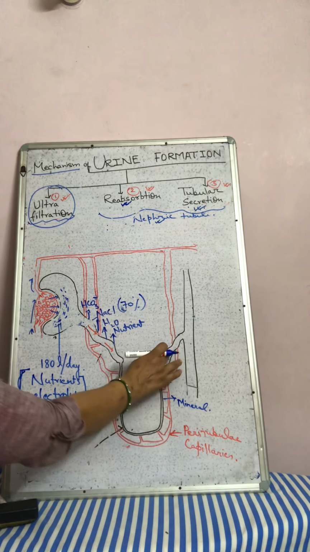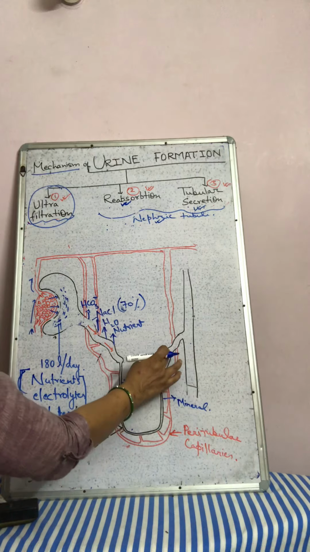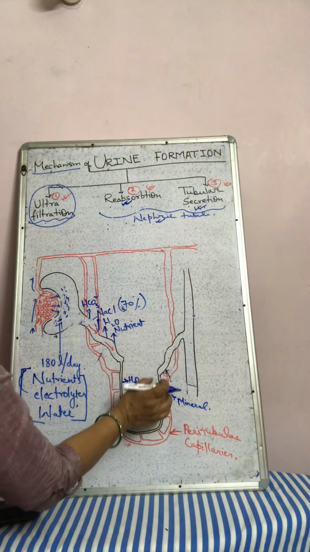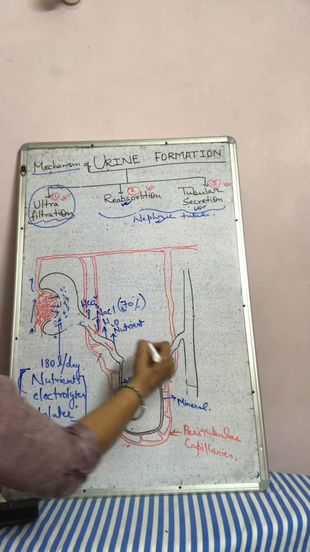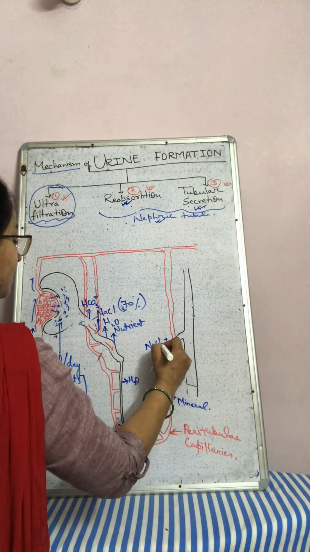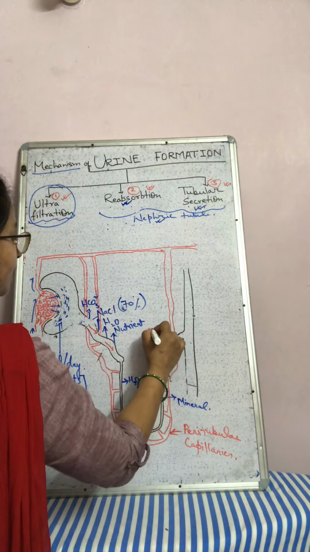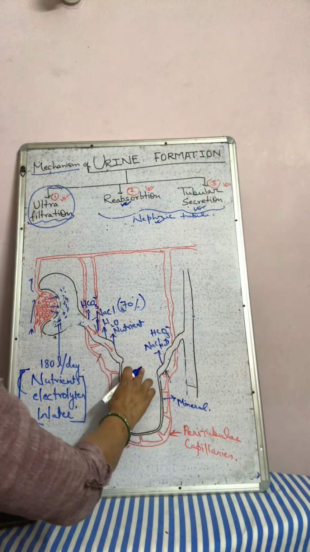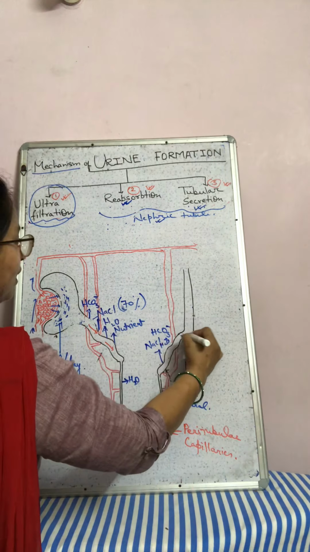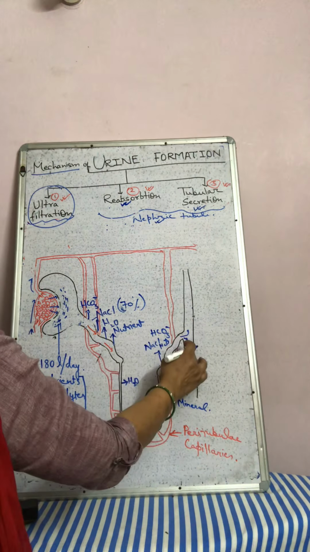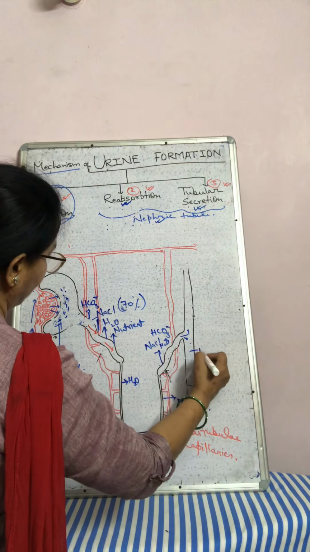Now, the glomerular filtrate reaches the distal convoluted tubule. In the distal convoluted tubule, conditional reabsorption occurs. That means if essential nutrients are carried through the distal convoluted tubule, they can be reabsorbed. Conditionally, sodium chloride, water, bicarbonate, these things are again absorbed by the distal convoluted tubule. Then it reaches the collecting tubule, and in the collecting tubule, water absorption occurs.